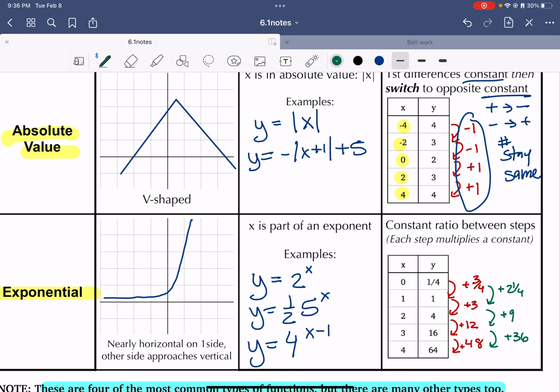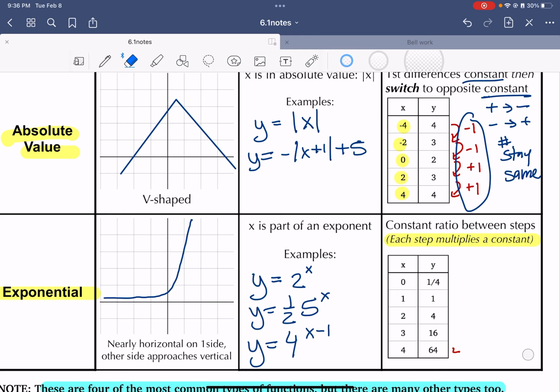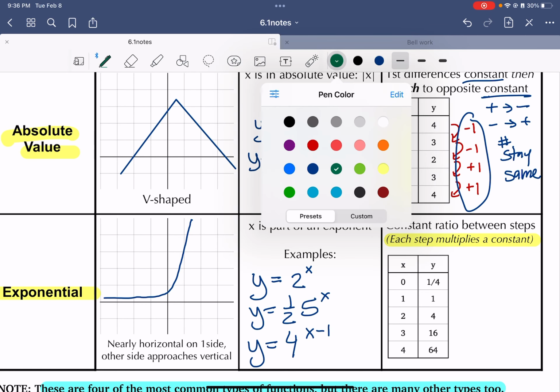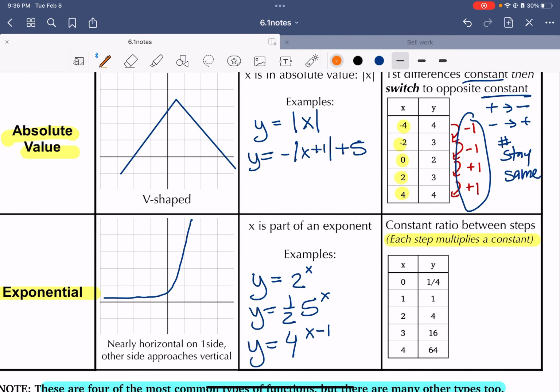So with exponential, it's not going to be about adding a constant. It's going to be about multiplying a constant. So right here, each step is going to multiply a constant. And so if you've tried adding and the adding isn't working, then try multiplying. So I'm going to erase this right here so we have some space. And we're going to try multiplying. So what could I multiply? Let's do that in orange. What could I multiply times 1/4 to get to 1? I could multiply by 4.